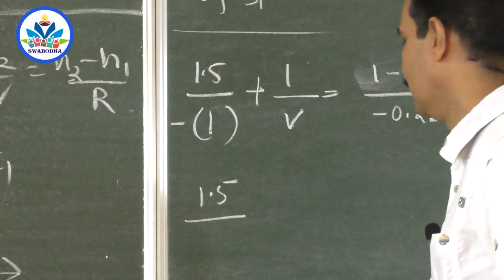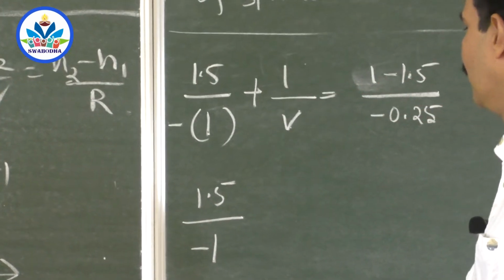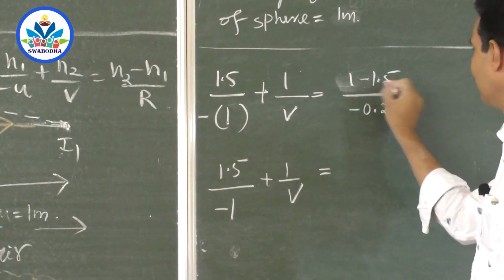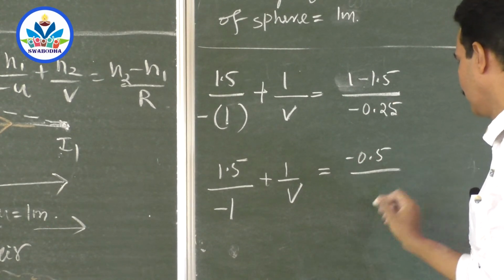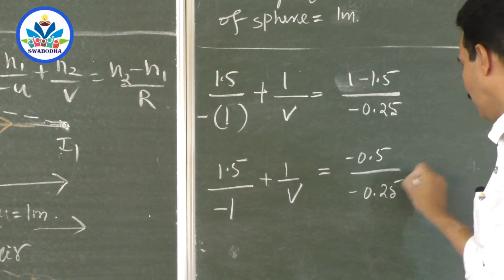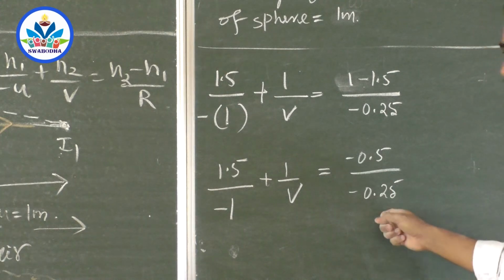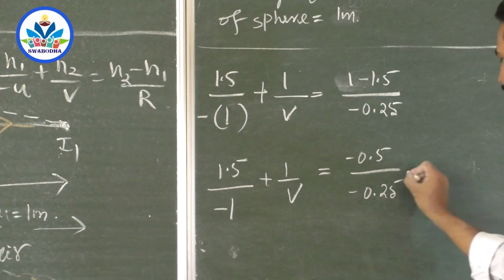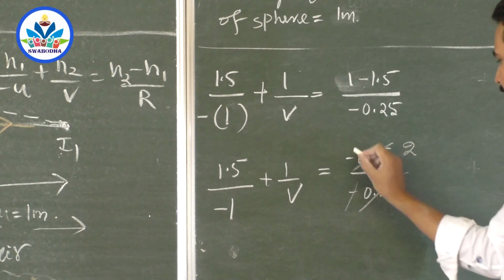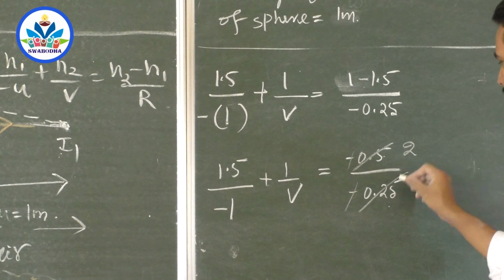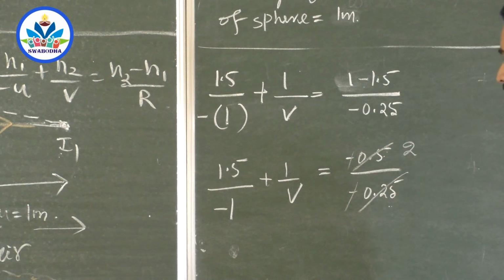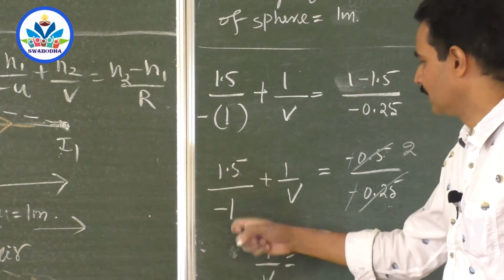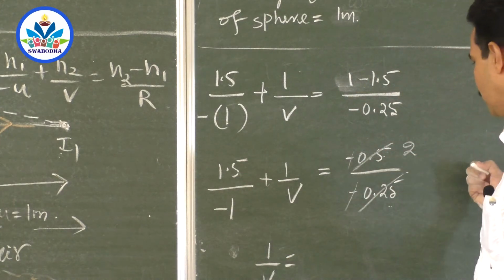1.5 divided by minus 1 plus 1 by V is equal to minus 0.5 divided by minus 0.25. Of course, you compare it to the other case. Finally, it has become the same, right? This has become negative, this also has become negative. So this is 2 times. Negative sign cuts off, right? 0.25 2 times. So multiply and divide by 100, 50 by 25. So what you will get then? This is minus 1.5. So 1 by V is equal to, this minus 1.5 becomes plus 1.5.